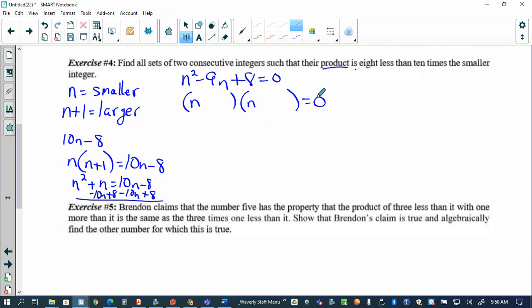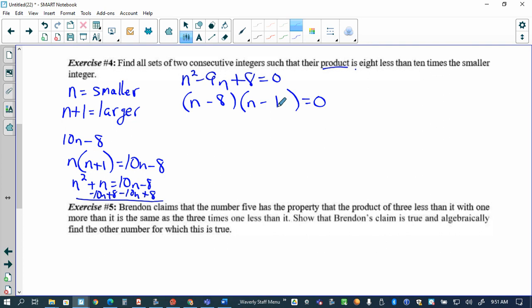Let's just start. These two numbers have to multiply to positive 8 and also add to negative 9. Negative 8 and negative 1? A negative times a negative is a positive, so that multiplies to 8, and do they add to negative 9? Yes. You know what to do now.